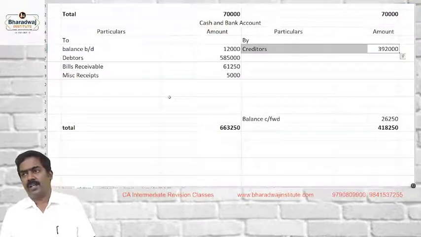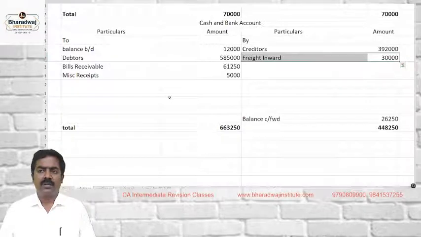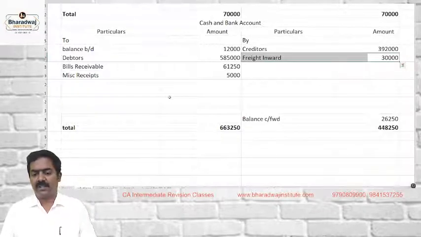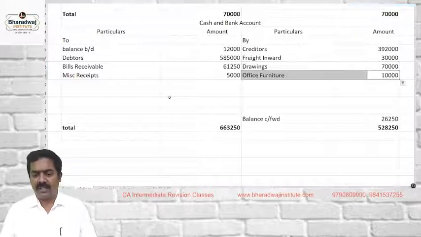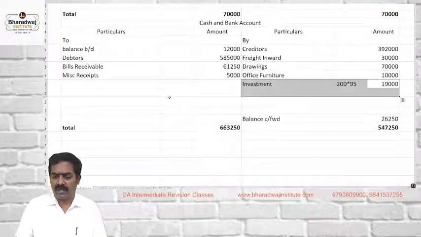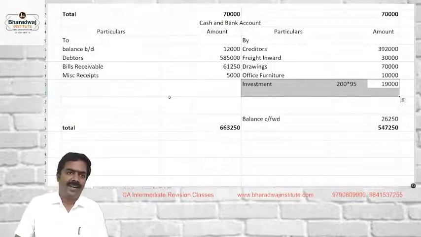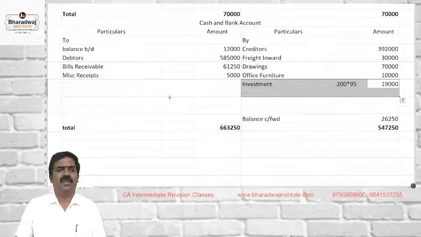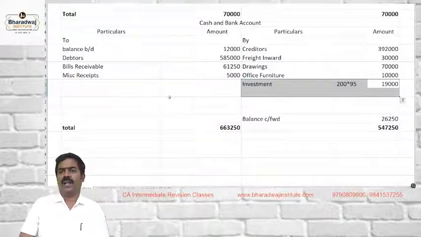Creditors are paid net 3,92,000, that is after discount. Freight inwards paid 30,000. Then drawings already given how much? 70,000. Office furniture purchased how much? 10,000. Investment we purchased, 200 shares into what? 95. They can give you market value, face value and all. Please ignore. How much you paid for the investment? 95. That will give us 19,000.